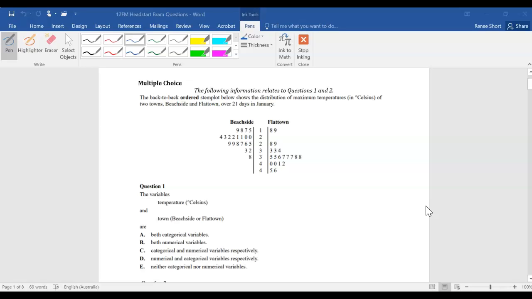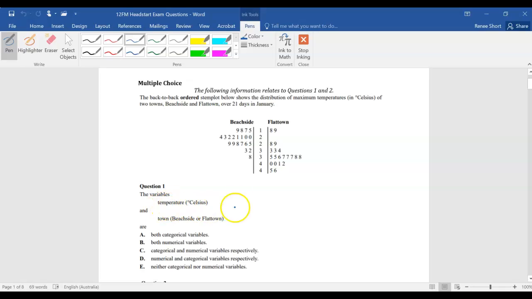Question 1 and 2 both relate to this situation that's on the screen. So we've got the back-to-back ordered stem plot, which shows the distribution of maximum temperatures in Celsius of two towns, Beachside and Flattown, over 21 days in January. And question 1 lets us know that we've got two variables here: this variable temperature, or this variable of town, Beachside or Flattown. And we have to decide if they are categorical, numerical, or if they're both the same.